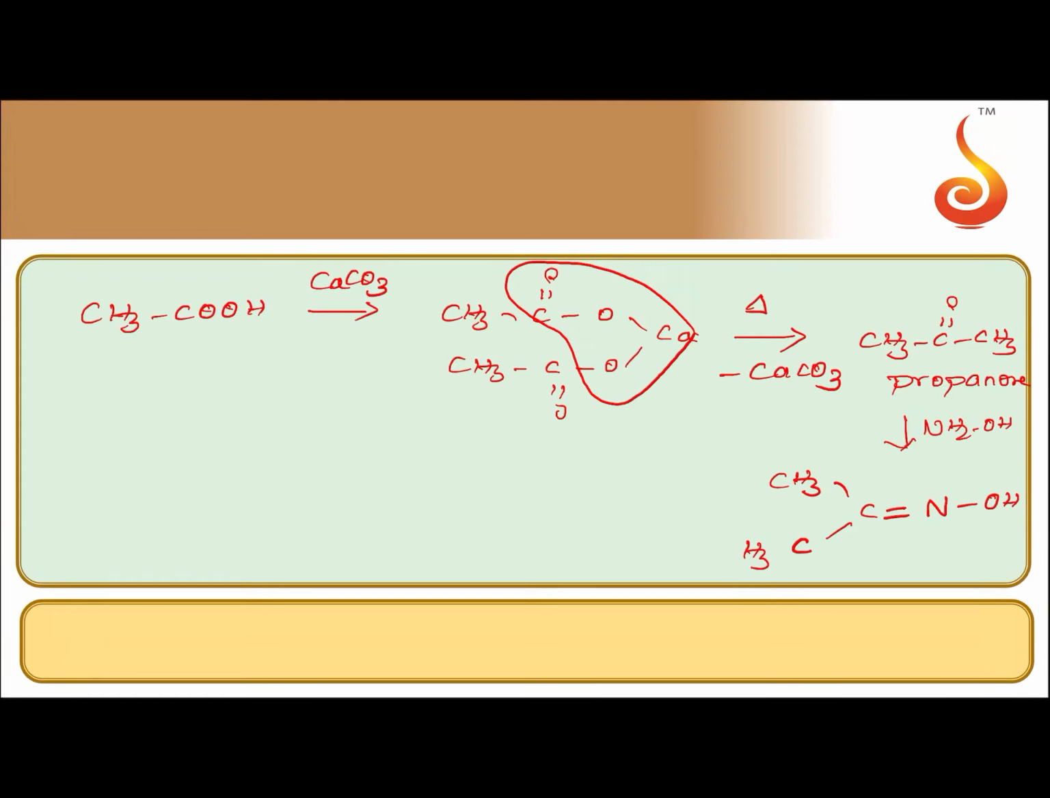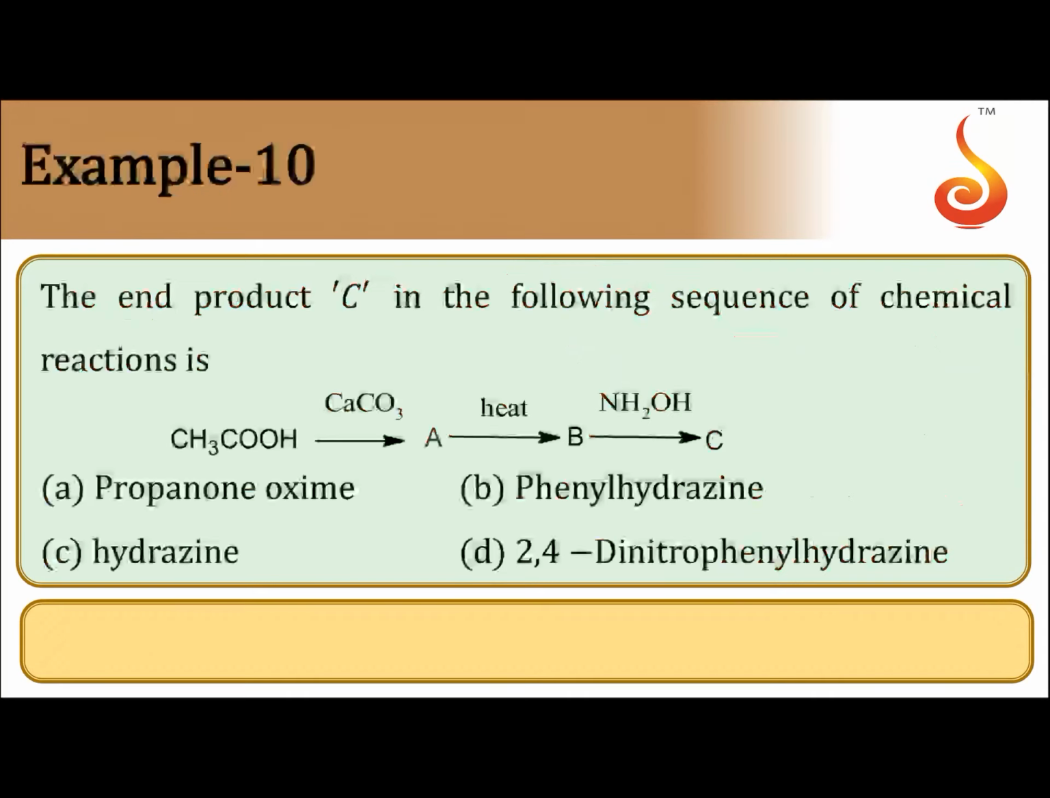When aldehydes and ketones are treated with hydroxylamine, you will get oxime. This is propanone, so you will get propanone oxime. This compound is propanone oxime. Let us see. So propanone oxime is the final product obtained here in the course of the reaction.